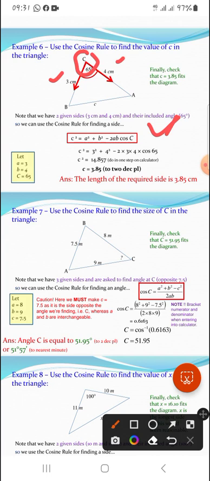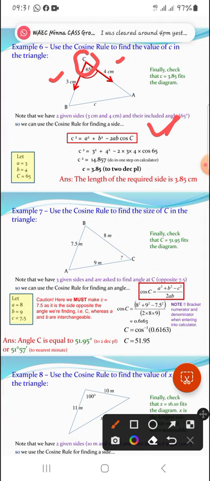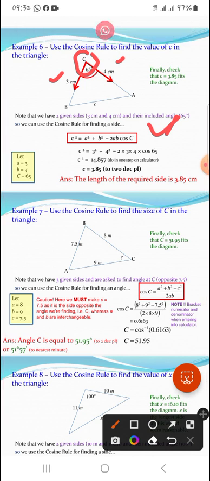So then you replace. When you replace for a, it is 3 centimeter. So you have a squared. B is 4 centimeter. That is 4 squared. 2 times a, 2 times 3, 2 times b, which is 4, and that equals to cos 65.